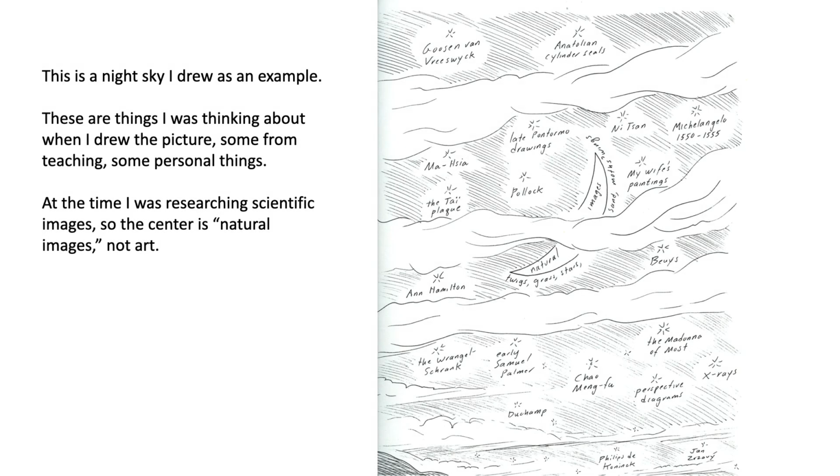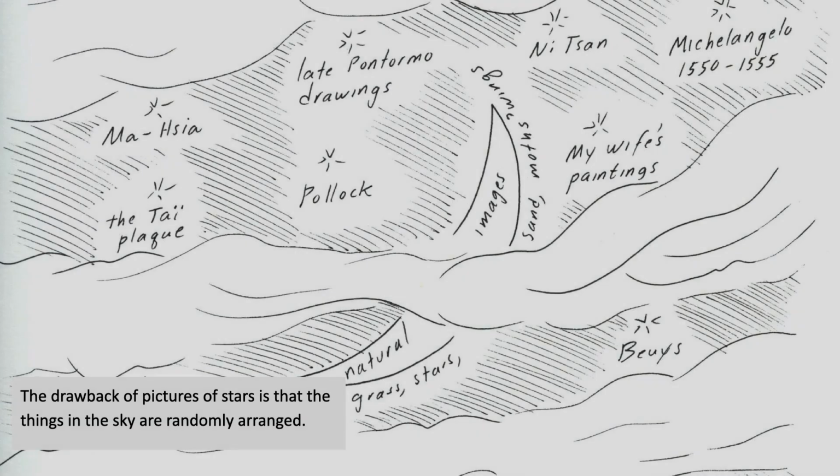And I start out with a couple that I drew just in order to show them to a class one time. So this was a night sky that I drew as an example. And it's labeled with things that I was thinking about when I drew the picture. Some of them were from teaching, some were personal things at the time. I was researching scientific images. So the center, like the moon in the center, is natural images, things that I was looking at the time.